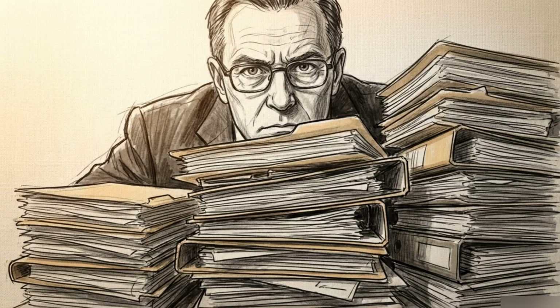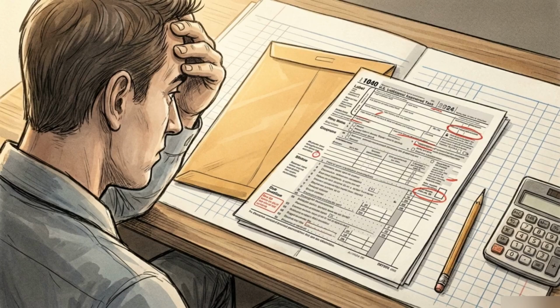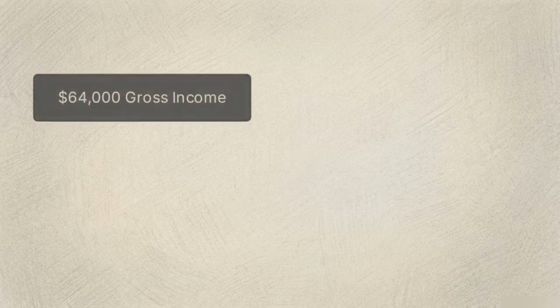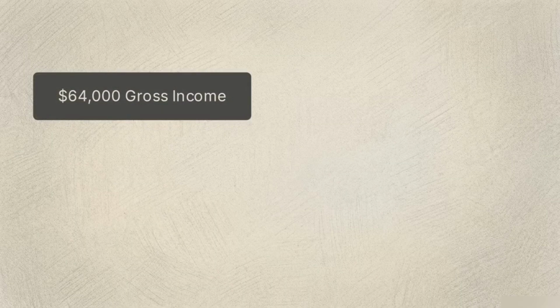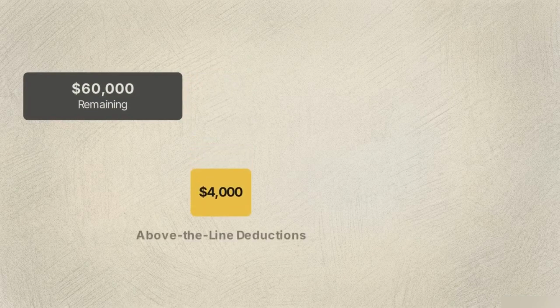Reporting every stream of income is essential. Leaving out side hustle earnings or investment yields is a frequent trigger for IRS audits and financial penalties. Now we apply above-the-line deductions. These are specific, highly restricted expenses that the IRS allows you to subtract directly from your gross income.